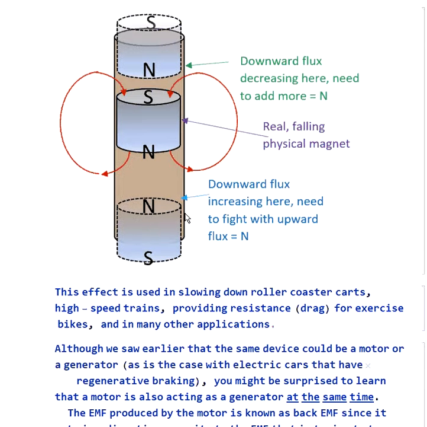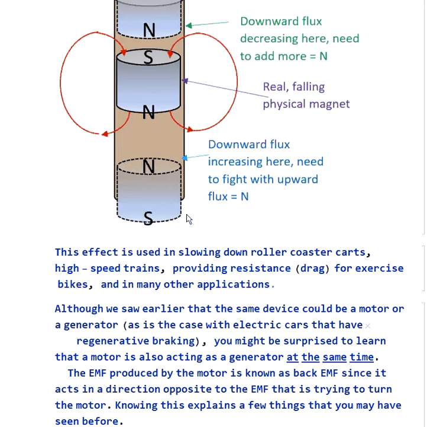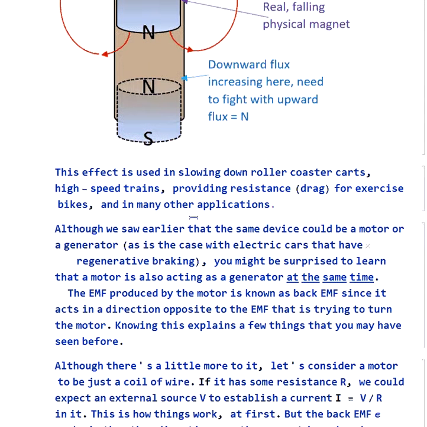This eddy current braking is used in a lot of different things. It's used in slowing down roller coaster carts, high-speed trains, in an exercise bike when you want some artificial resistance there to build up your muscles. That's a common way to get it. So this is all over the place. It's in scales in the chem lab.